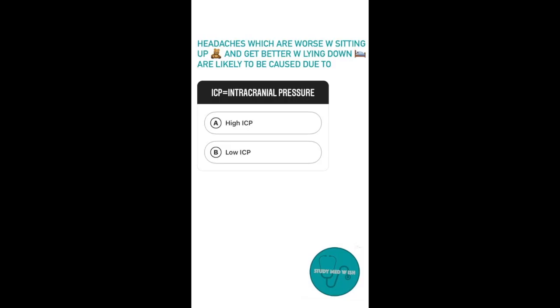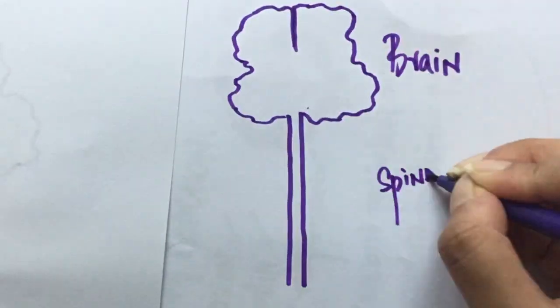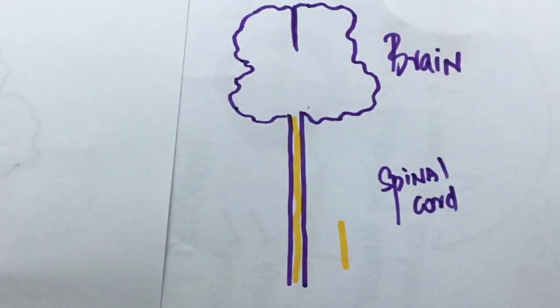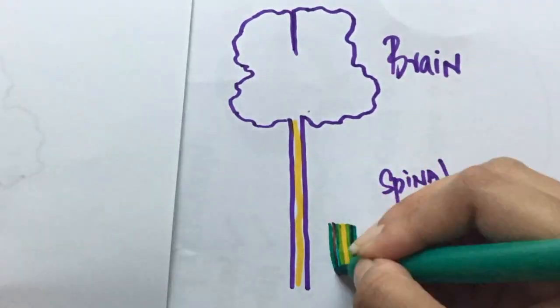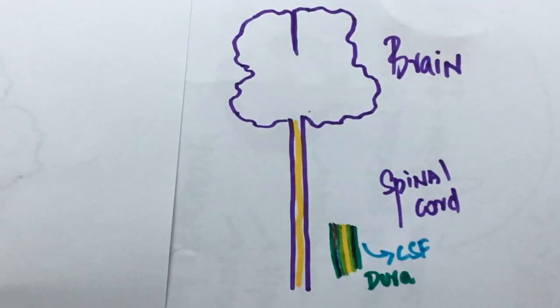Question number 4. Headaches which are worse with sitting up and get better with lying down are likely to be caused due to option A, high intracranial pressure, option B, low intracranial pressure. The answer to this question is low intracranial pressure. This condition is caused by a leakage of cerebrospinal fluid. It can happen when there's a tear in the dura, usually at the spinal cord.